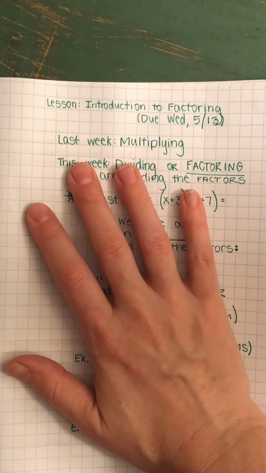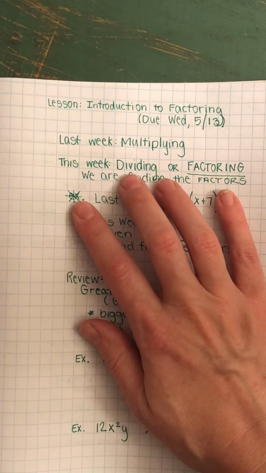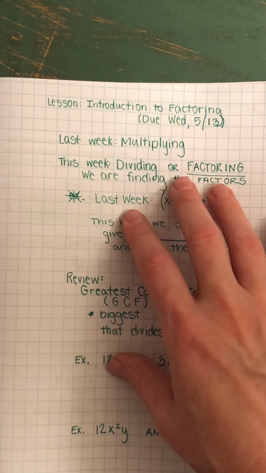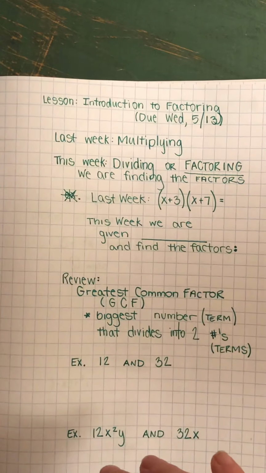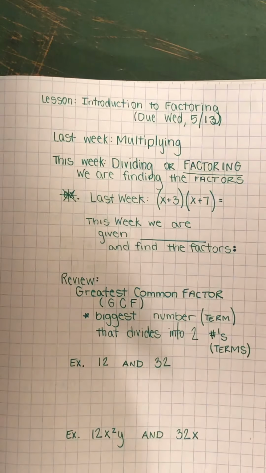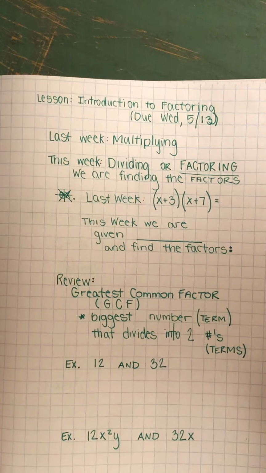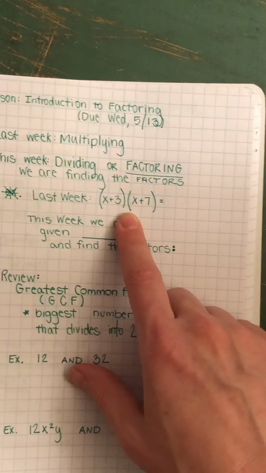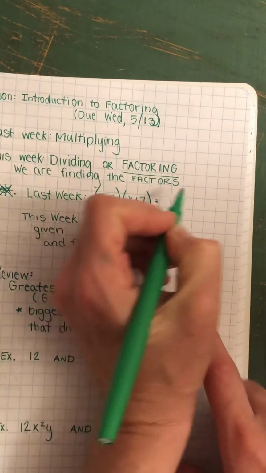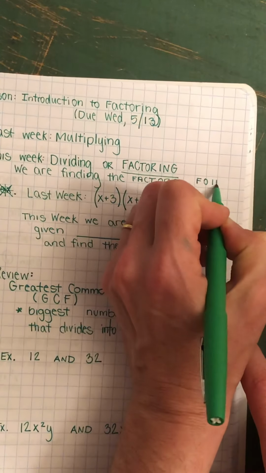Last week we talked about multiplying. This week we're going to go the opposite way. We're going to divide, or what we're going to hear over and over, we're going to factor. We are finding the factors, or the things that divide into other numbers or terms. Again, last week we multiplied through. I talked about the FOIL method or the generic rectangle method.